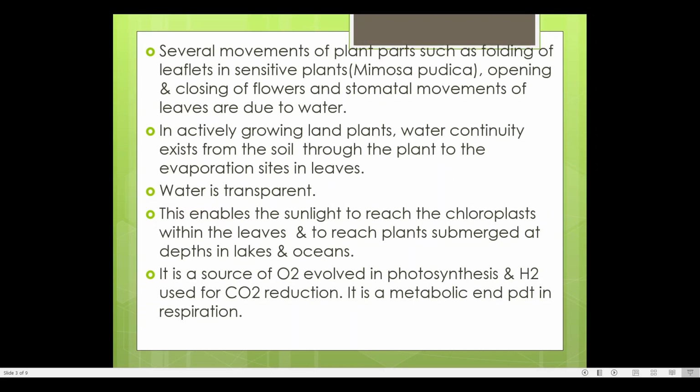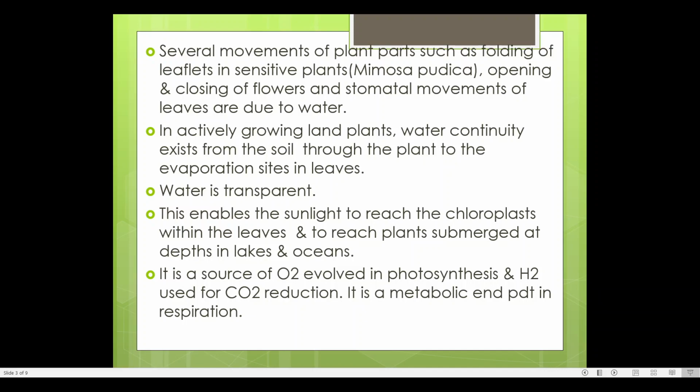Several movements of plant parts, such as folding of leaflets in sensitive plants, opening and closing of flowers, and stomatal movements of leaves, are due to water only. So most of the movements exhibited by plant parts, like folding of leaves in Mimosa pudica, similarly opening and closing of flowers, and also opening and closing of stomata, the closing and opening of leaf pores, etc., are due to water only.